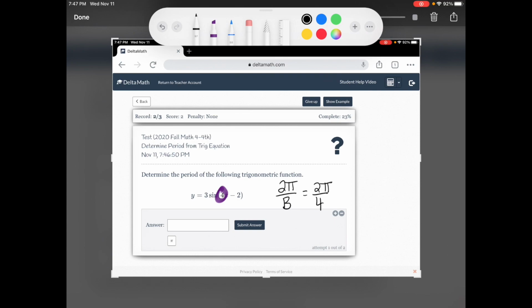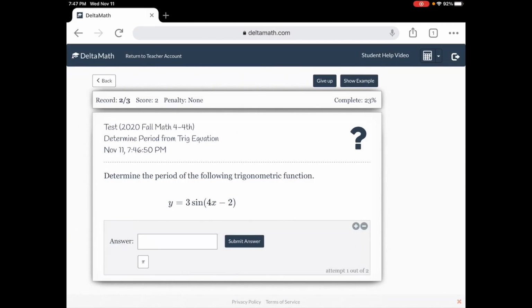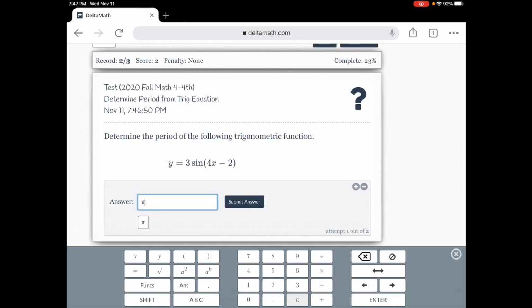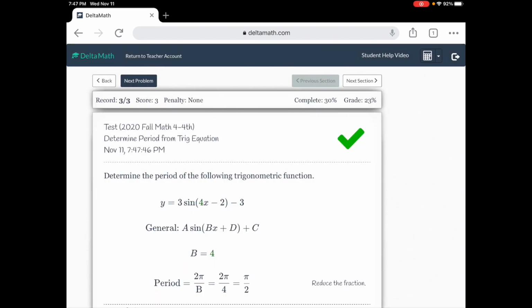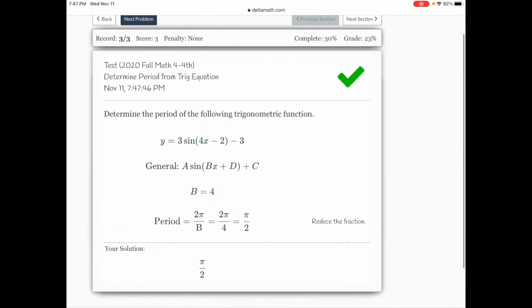Well, we need to simplify this because we can't just have that 2 and 4 since they are both divisible by 2. So 2 divided by 2 is going to be 1, so we're just going to have pi, and 4 divided by 2 is going to be 2. Now, you can leave it as pi over 2, or you can write it as 1/2 pi. It's completely up to you, because you should be able to do it either way in Desmos. So, in Delta Math, then we have our period. And of course, it does give you some explanations in that.